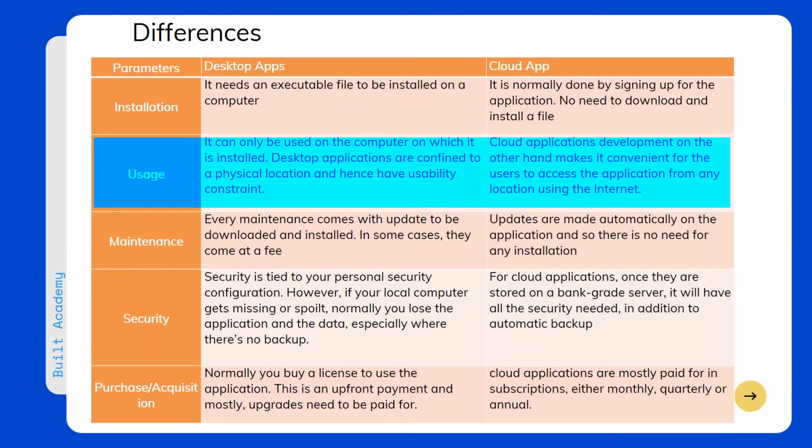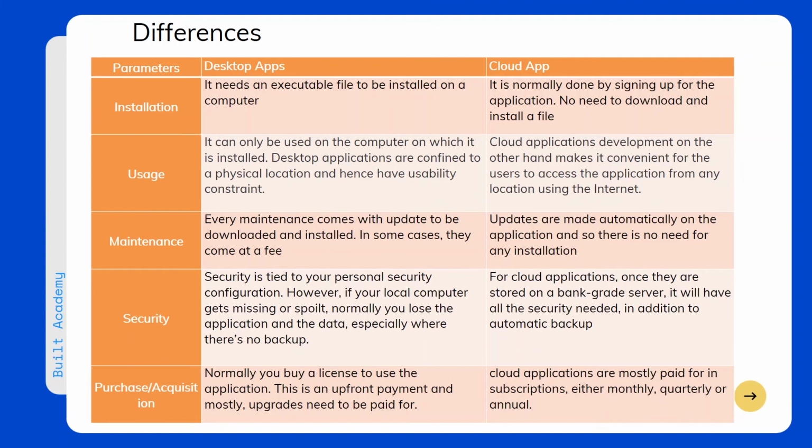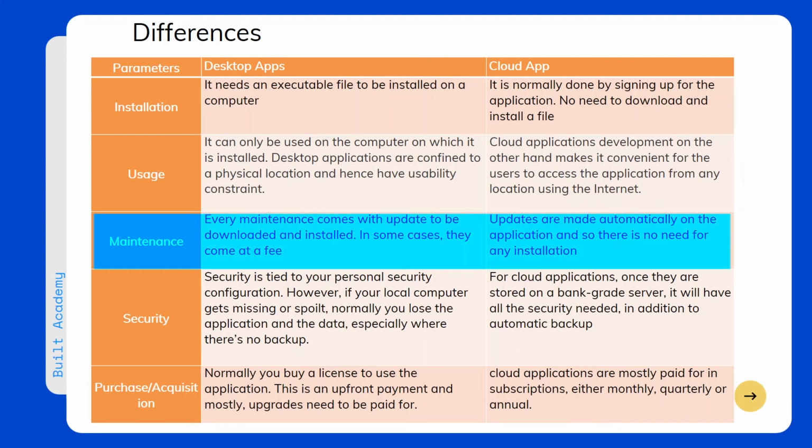But cloud applications make it convenient for users to access the application from any location using the internet. Also, with maintenance, every maintenance on a desktop application comes with an update to be downloaded and installed. And in some cases, they come at a fee. On the other hand, updates are made automatically on the cloud application, and so there is no need for any installation.